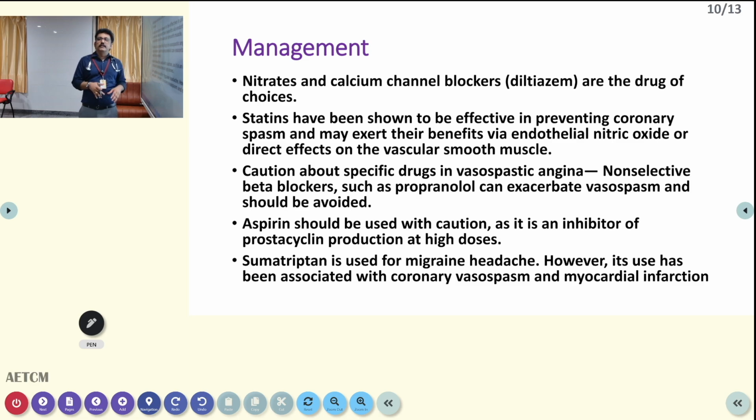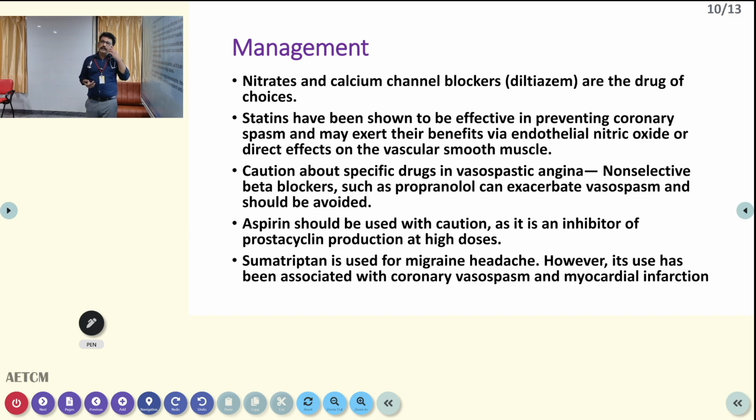Like in other conditions where there is angina, one of the important drugs we give is propranolol or a beta blocker. But here it can produce some exacerbation of the vasospasm. So that should be avoided. So the major difference between the other types of angina and vasospastic angina is that beta blockers are not first line drugs. Here it is nitrates or calcium channel blockers.